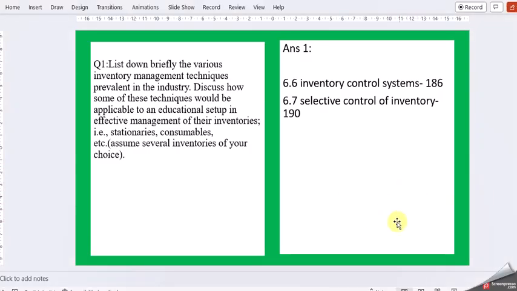And of course, if you feel the stationery or consumables you are selecting don't fit there, you can refer to external sources for guidance. And please, guys, do not copy anything from external sources or anywhere. Copy cases are very, very critical for us to clear the assignment.